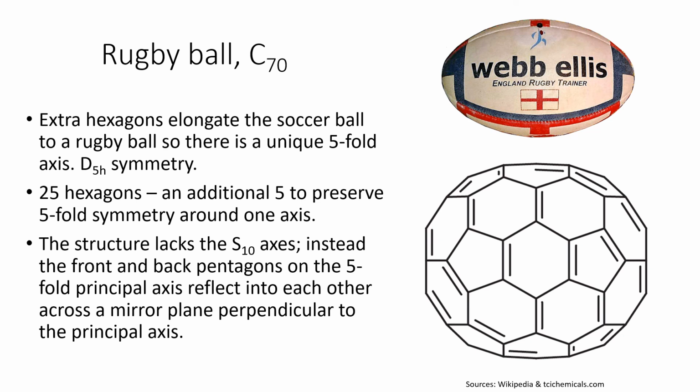So we've managed to preserve a 5-fold symmetry axis, but we've lost the improper rotations, and we've only got a single one of these principal axes. But it's still quite a stable structure. So actually this is the second most stable of all the fullerenes. It's more stable than C20 because, like Buckminsterfullerene, this C70 still doesn't have any pentagons touching other pentagons.